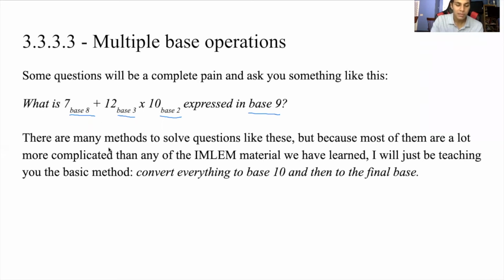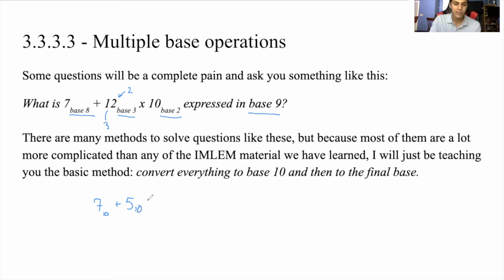So 7 in base 8 converted to base 10 is just 7, because it represents that you have 7 ones in the one place of base 8. So 7 in base 10, which I'm going to put a little 10 here to represent it in base 10, plus 1, 2 in base 3. So 1, 2 converted from base 3 to base 10 represents you have 2 ones, and you have 1 three. So 3 plus 2 is 5. So you have 5 in base 10.